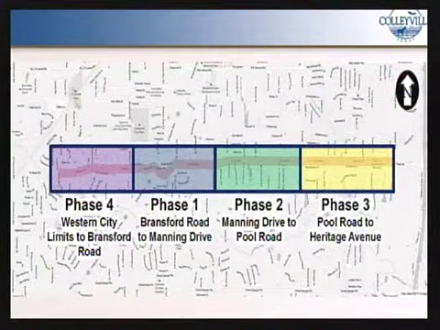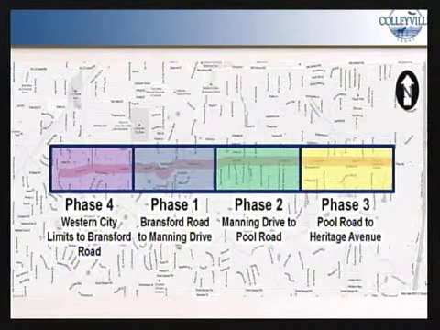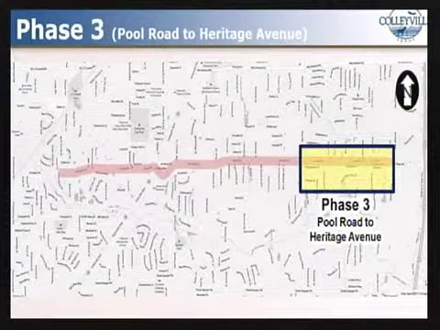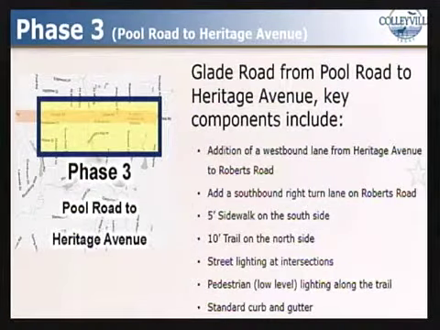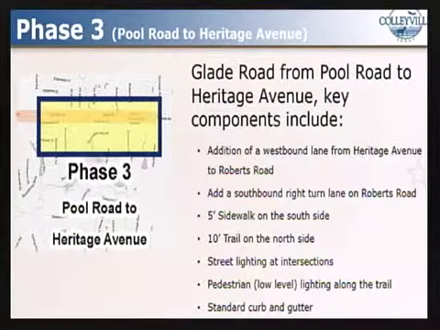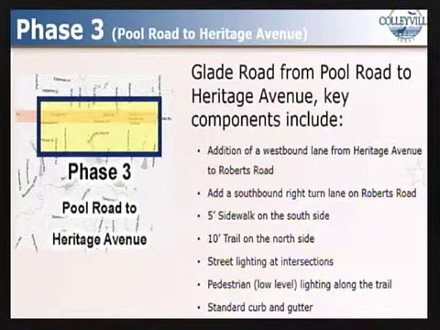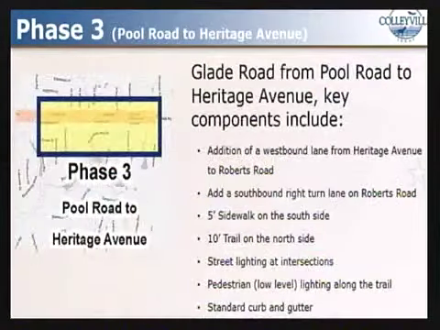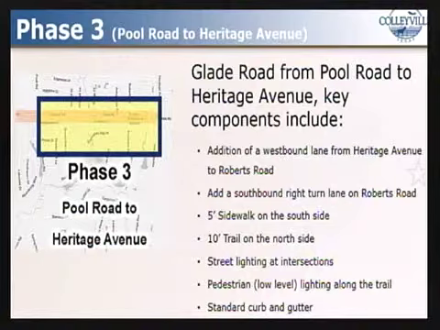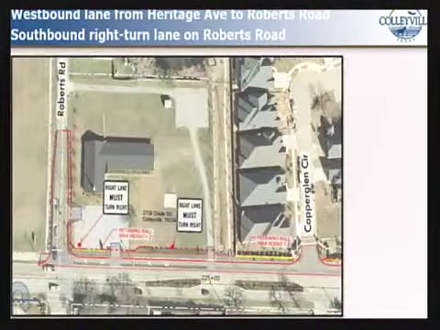Now I'm going to talk a little bit about Phase 3. This is the section between Pool Road and Heritage Avenue. Glade Road from Pool Road to Heritage Avenue has several key components. The conceptual design includes an engineered drainage system to accommodate the 100-year storm event using concrete curbs and gutters, the addition of a westbound lane from Heritage Avenue to Roberts Road, and a southbound lane on Roberts Road for a right turn only.